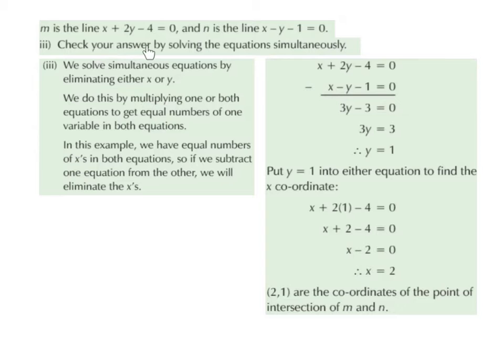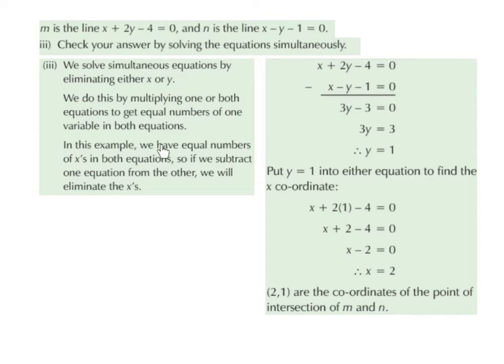Part 3, check your answer by solving the equations simultaneously. We solve simultaneous equations by eliminating either x or y. We do this by multiplying one or both equations to get equal numbers of one variable in both equations. So that means basically get the x's to match up, or else get the y's to match up. One needs to be a negative and one needs to be a positive, and then we can cancel them out.